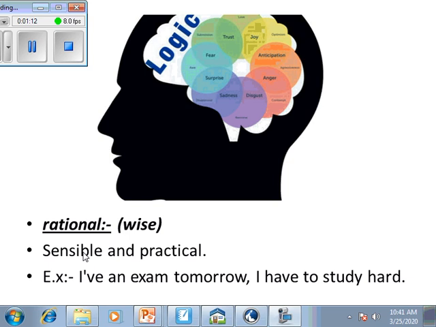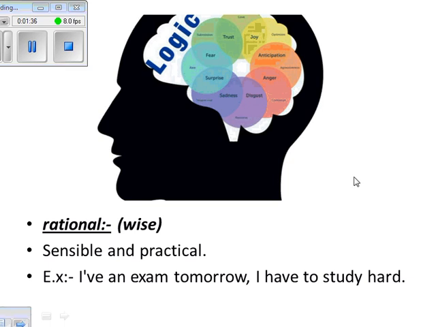Sensible comes from sense. I have sense. Or I am wise. Why? Because I have an exam tomorrow, so I started to study hard. It's related to logic. When I say I'm a rational person, it means I'm wise. I use my mind. I take everything by logic.